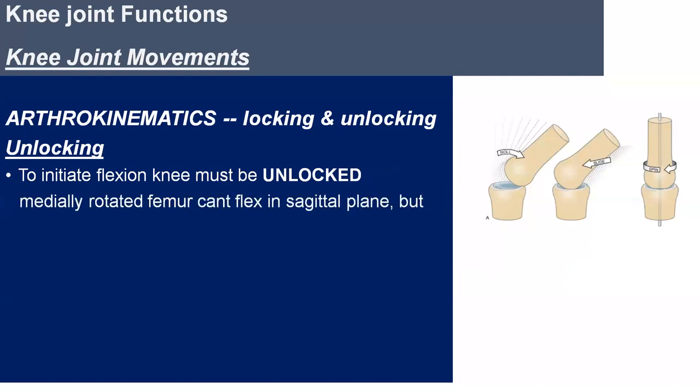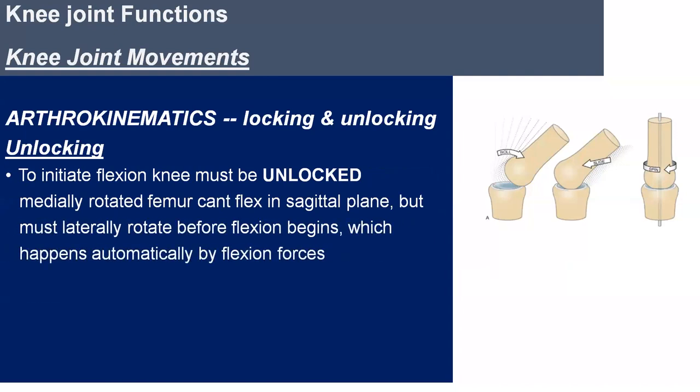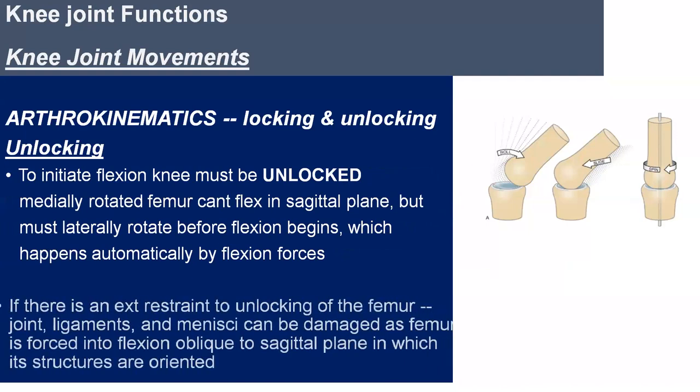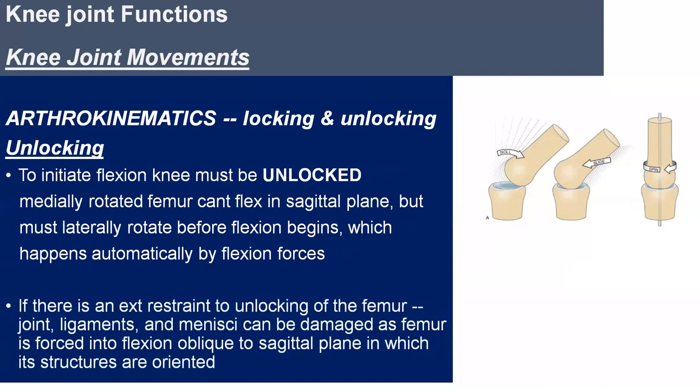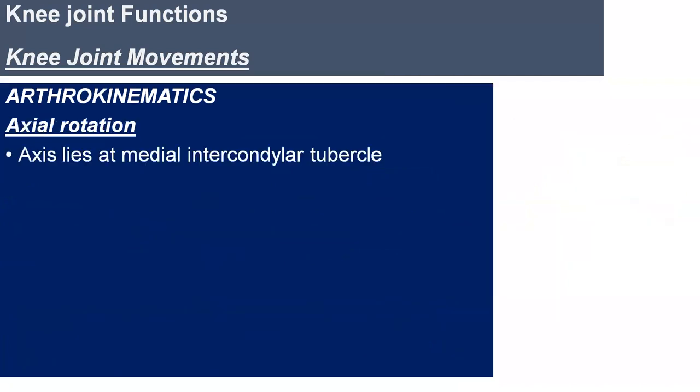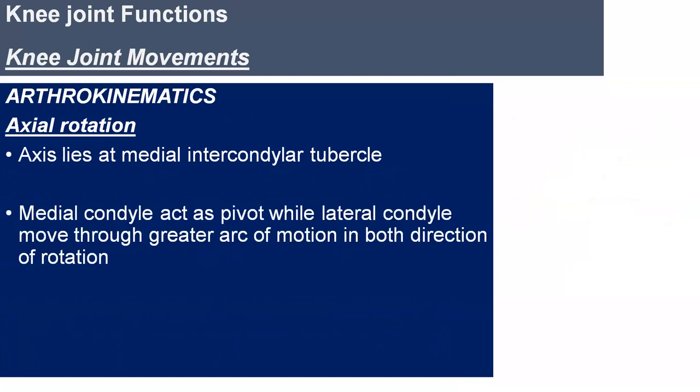So the medially rotated femur cannot flex in the sagittal plane, but must laterally rotate before the flexion begins, which happens automatically by flexion forces. If there is an external restraint to unlocking of the femur, joint ligaments and menisci can be damaged as the femur is forced into flexion oblique to the sagittal plane in which its structures are oriented. The axial rotation axis lies at the medial intercondylar tubercle.